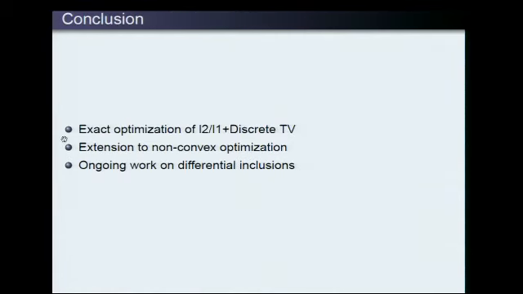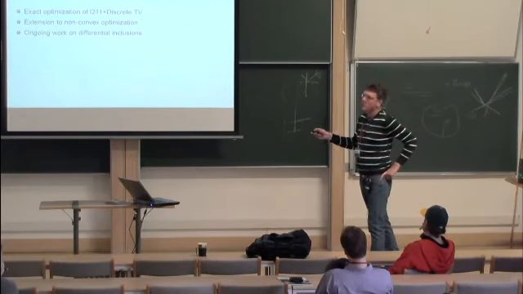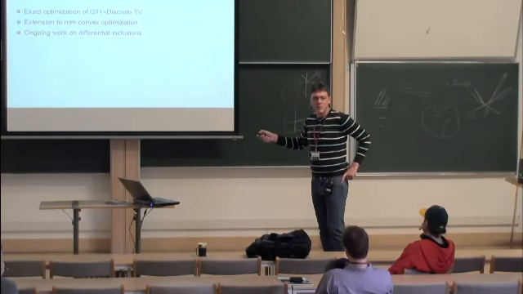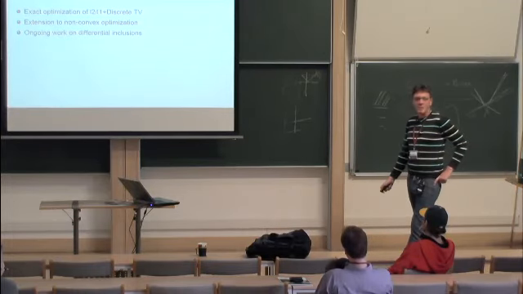So what I presented, you can do optimization for essentially L2, L1, but it works also for any separable convex problem. For TV, you can extend that to non-convex optimization, and we're going on to differential equations and actually also Hamilton-Jacobi equations to solve that kind of thing, again, in an exact way. Thank you.